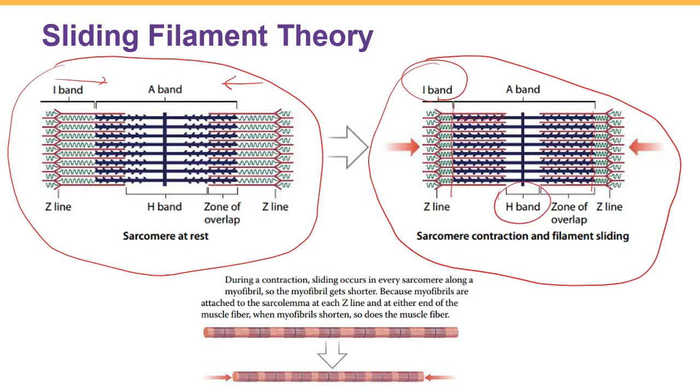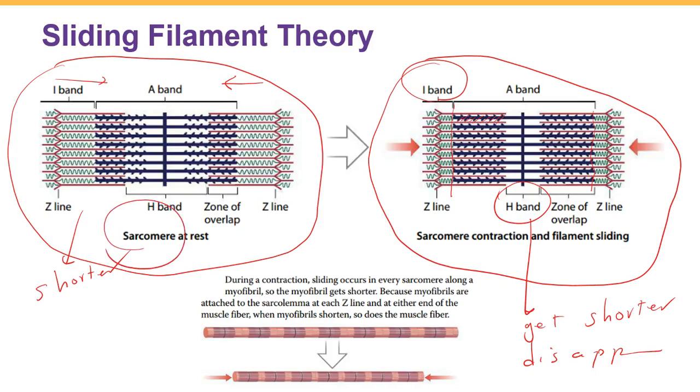gets shorter or sometimes disappears. So what would be the result of the muscle contraction? The I band gets shorter, the H band gets shorter or sometimes disappears, and the whole length of the sarcomere shortens. But the A band remains unchanged. There is no change in the length of the A band.